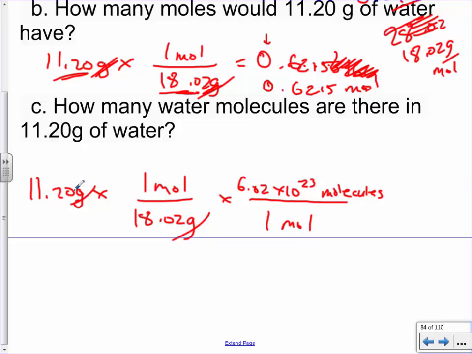So this kind of says, go to the store, I want to buy 11.20 grams worth of donuts. This says, well, here's how heavy a dozen donuts are. And this says, this is how many donuts are in a dozen donuts. And so I might recommend we can do this all in one big step. I can have this grams cancel with this grams. This moles cancels with this moles. What's the only unit I have left now? Molecules. That's what I wanted. It said how many water molecules are there.